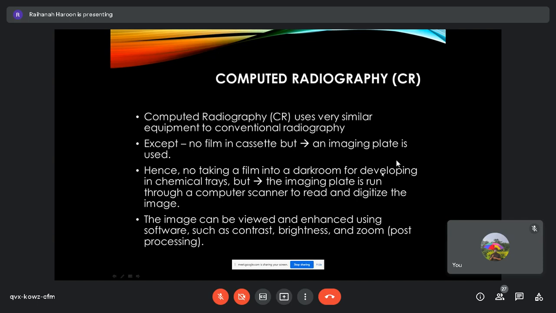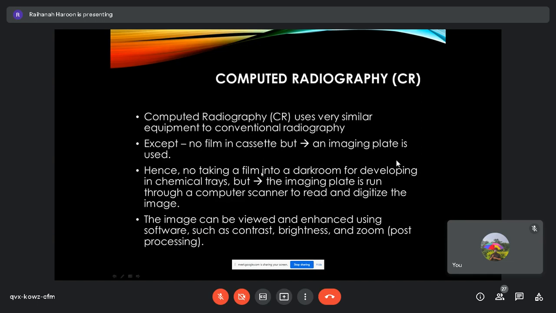So that's why now we go digital. What I mean by digital is we are doing CR, computed radiography, and DR, digital radiography. Last time we used to do CR, okay, but before that, CR still uses an imaging plate.